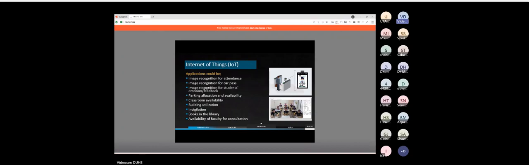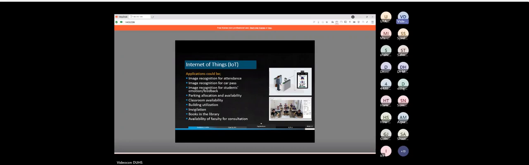Invigilation, we can also do invigilation. We don't need an invigilator if we embed some cameras and systems there, and we do some programming. Books in the library, we can trace the books in the library, how many books are there, and of course the library management system can also be embedded with this.